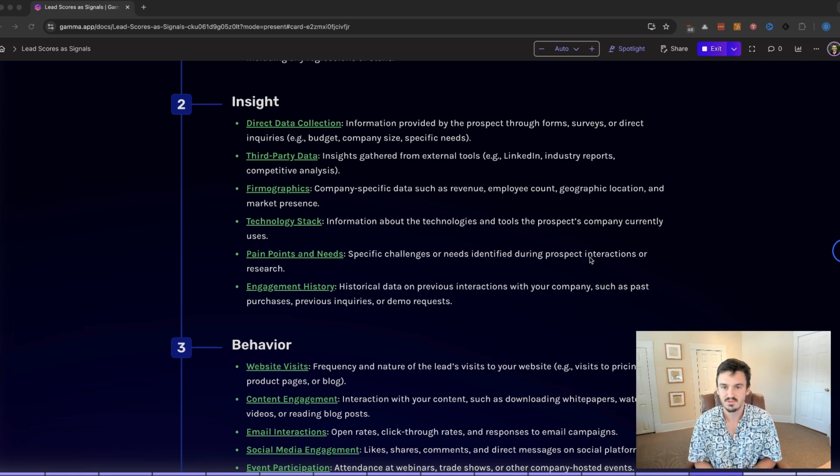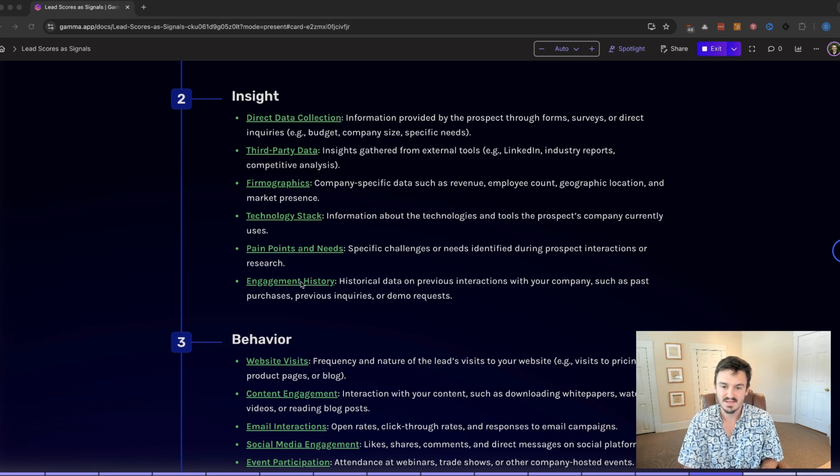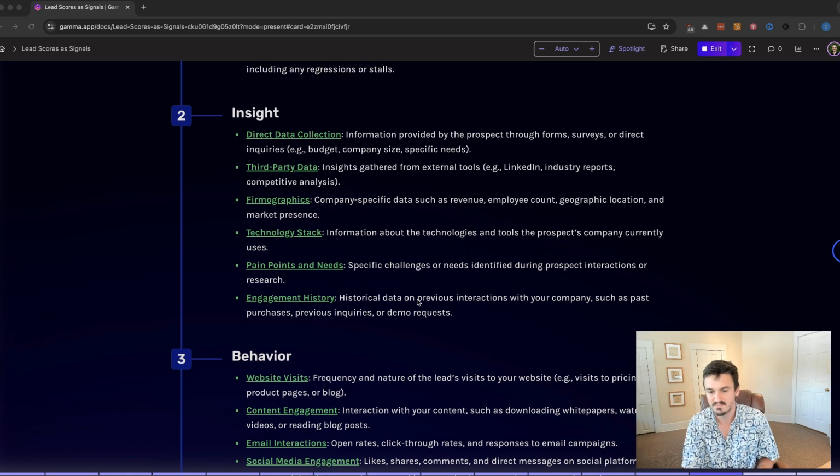So sometimes you'll see a lot of posts around this on LinkedIn and Twitter and stuff about how you can see certain triggers if they're hiring for a certain position or if they're doing research around a certain tool or they just had a fundraising round. Then you can maybe guess some of these pain points with accuracy depending on how good you are with cross-referencing all that data. And then last in this section is engagement history, historical data on previous interactions with your company, such as past purchases, previous inquiries, or demo requests.